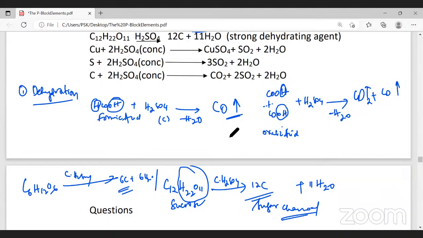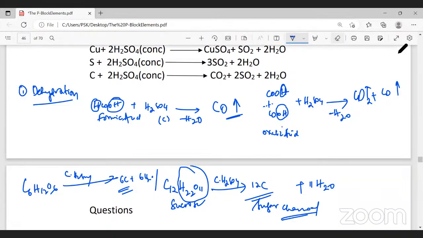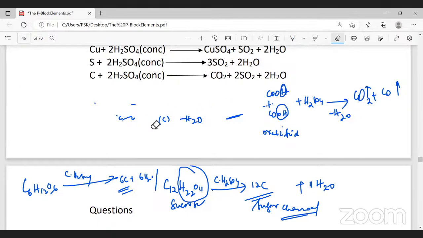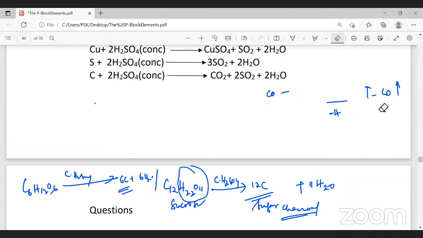The next property of sulfuric acid is the oxidation property. Sulfuric acid, as I told you, is a strong oxidizing agent. Why it is a strong oxidizing agent, we'll learn now.